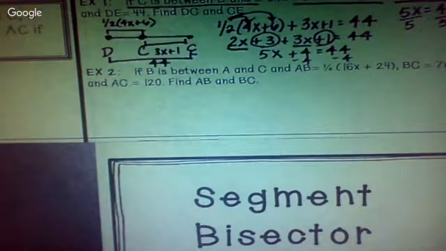Okay. Be careful though. We're not quite done. Only because what does it actually ask you to find? DC and CE. So now that you know what X is, we need to find their values.